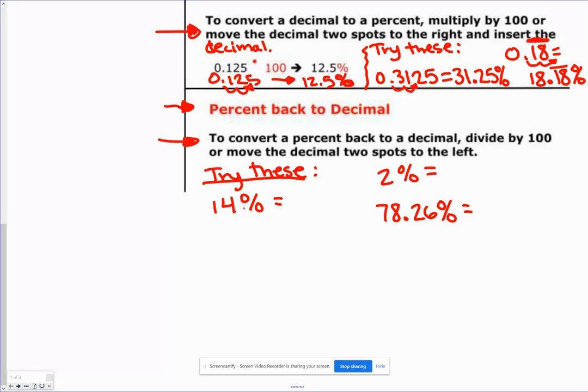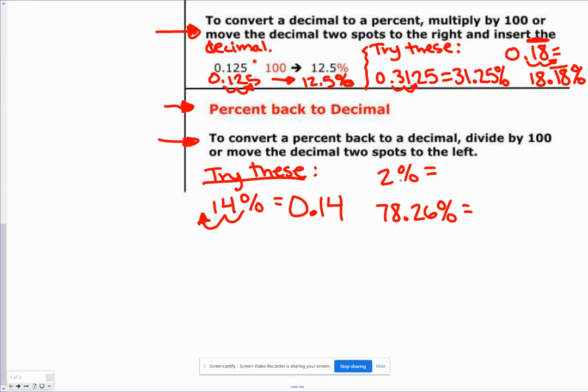So we said we could divide by 100, or we can move the decimal spot back 2 spots to the left. So I'm going to do that for this 14%. Let's move it back 2 spots. 1, 2. So now it's in front of the 1. I need to put a 0 in as a placeholder. 0.14. Good.